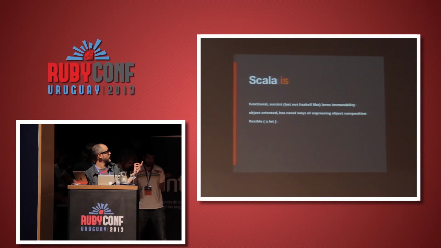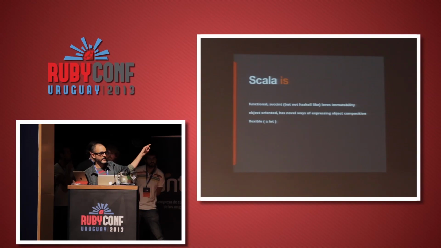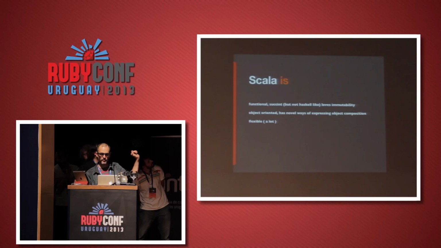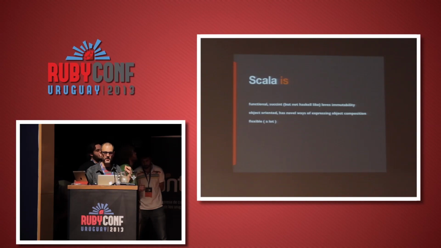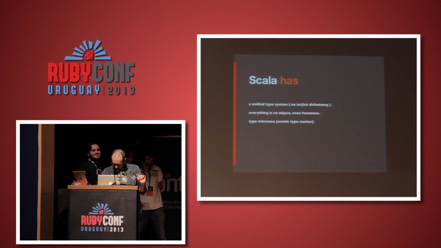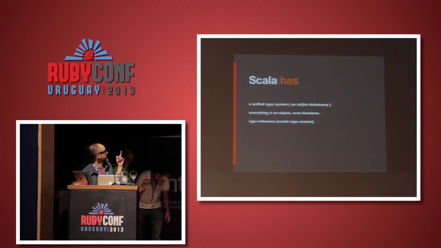It's also object-oriented, and it has novel ways of expressing object composition. I don't have to explain to you what a mix-in is, but only that we do it statically. Now, in a couple of slides, you'll see that. And it's very flexible, so much so that it's criticized for being so flexible. But I don't think that Ruby people will get frightened.